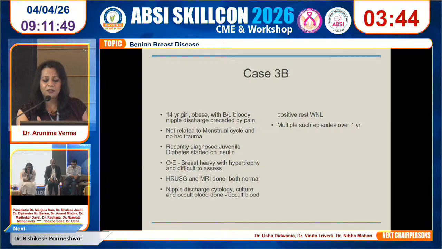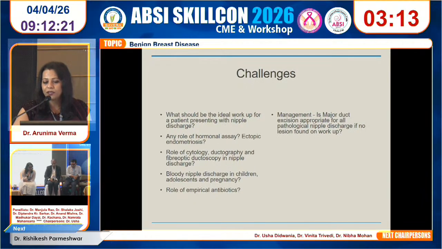Coming to the next spectrum, this is a 14-year girl, obese, with bilateral bloody nipple discharge preceded by pain. It is not related to the menstrual cycle and she has no history of trauma. She was recently diagnosed with juvenile diabetes, started on insulin. On examination, she had very heavy breast to the tune of hypertrophy and difficult to assess. So an ultrasound as well as an MRI was done. Both were normal. Nipple discharge cytology, culture and occult blood was done, and occult blood was positive and the rest was within normal limits. She had multiple such episodes over 1 year and obviously she was very disturbed.